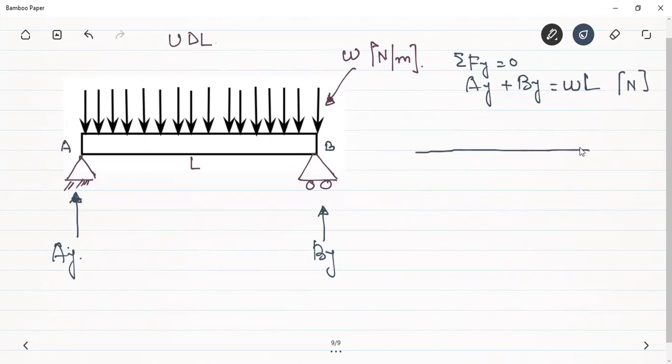So actually, this is AY, this is BY, and where will this point load act? If we are converting this UDL into a point load, where will it act? At the centroid. It is at the geometric center for the rectangle.